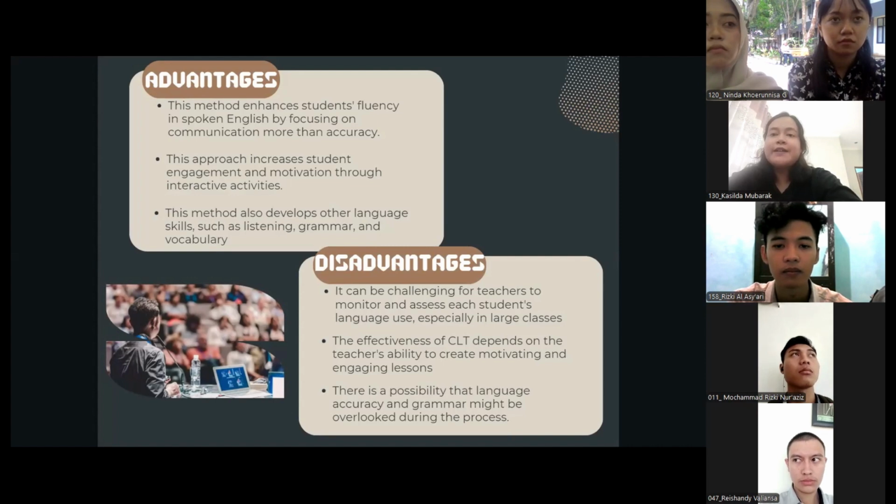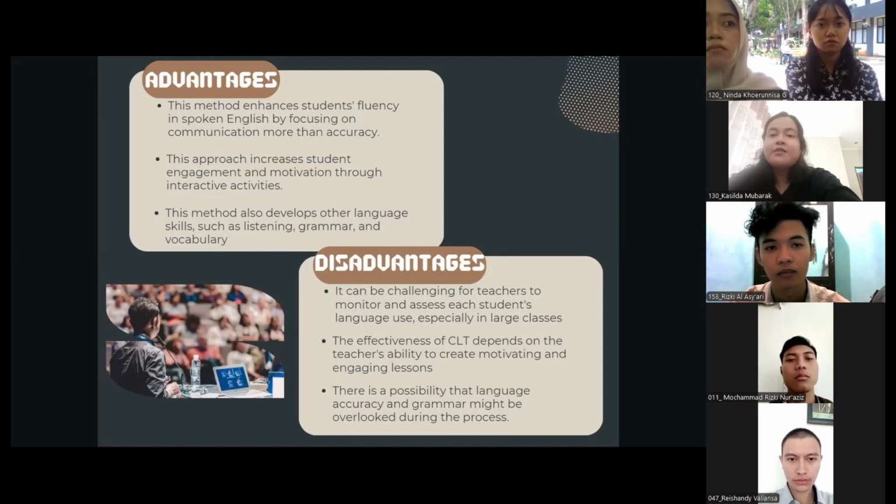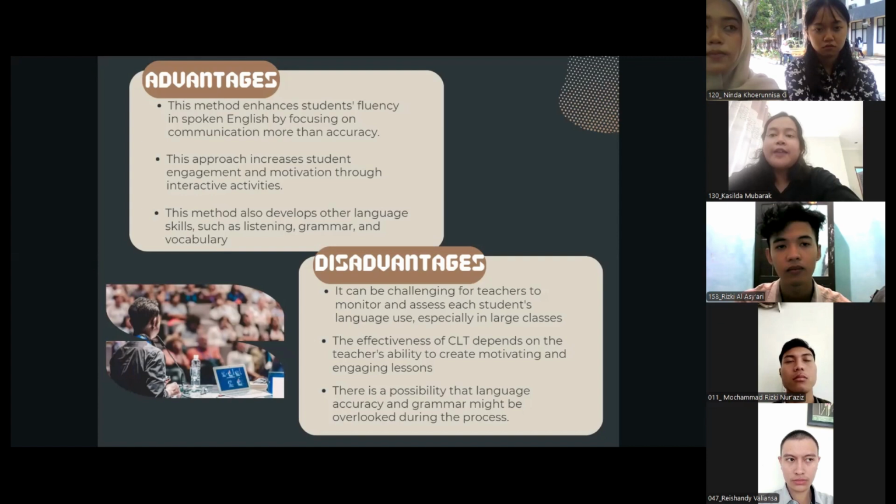The second, this approach increases students' engagement and motivation through interactive activities. The third is this method also develops other language skills, such as listening, grammar, and vocabulary. It provides a well-rounded language education, touching on multiple aspects of language learning.